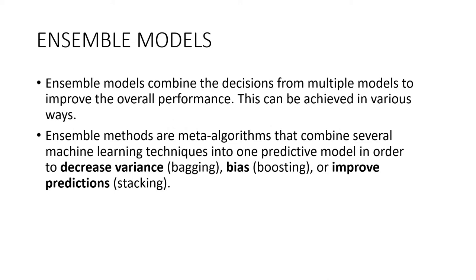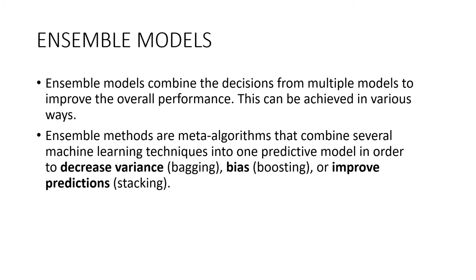Ensemble models combine the decisions from multiple models to improve the overall performance. This can be achieved in various ways. Ensemble models are meta-algorithms that combine several machine learning algorithms into one predictive model in order to decrease the variance. There we will use bagging. We will be discussing bagging and boosting as well. Boosting is used to decrease the bias of the machine learning model, or improve predictions.